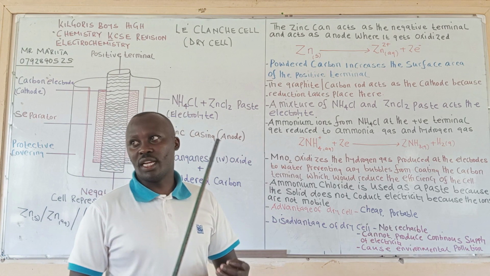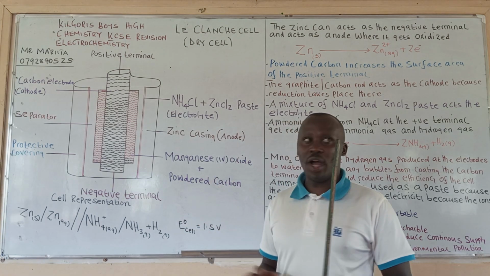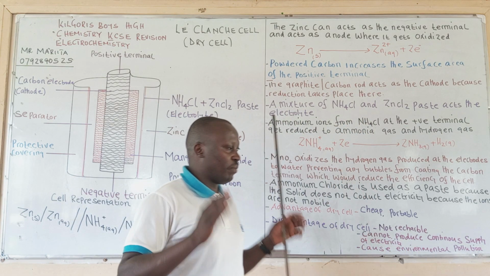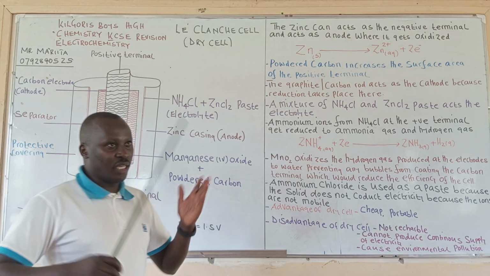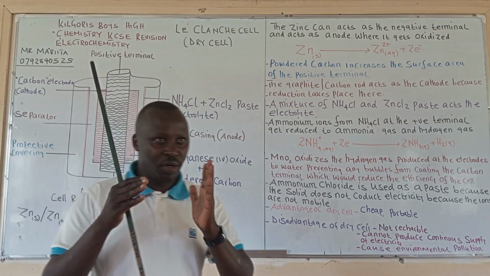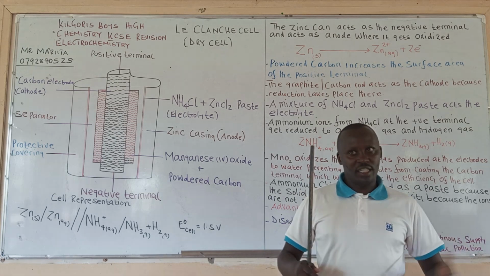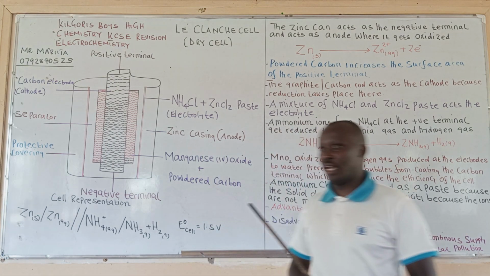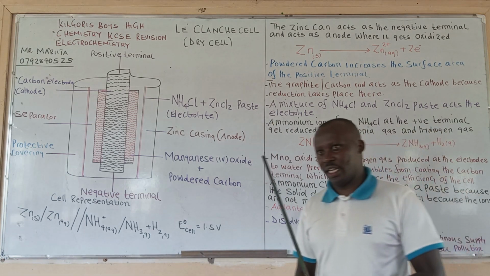Today we are looking at chemistry KCSE revision, that is Form 4 work, electrochemistry, and we are going to look at a part of a dry cell. This dry cell sometimes is called the Leclanché cell, or you can call it the primary cell. From this area of a dry cell, this year we are expecting a question. So we have the features of this dry cell.